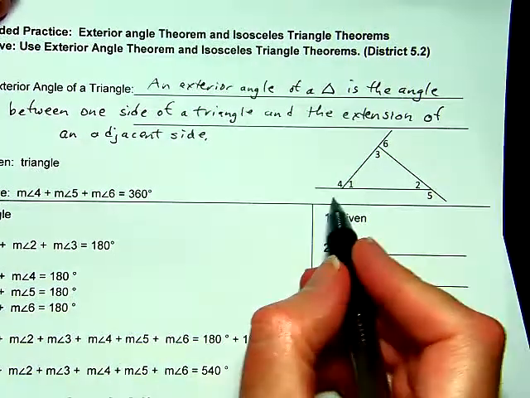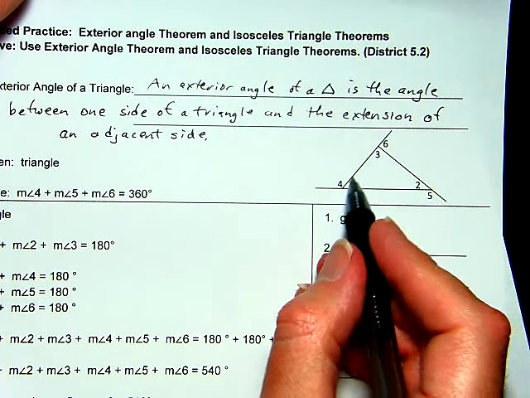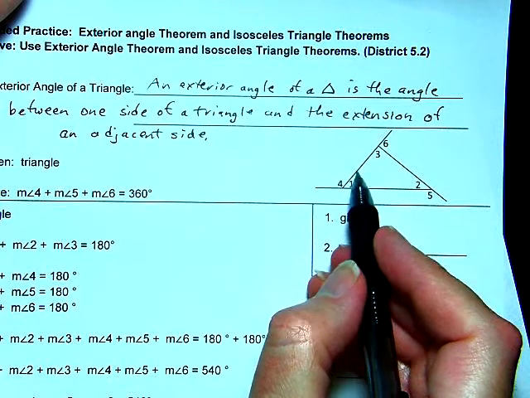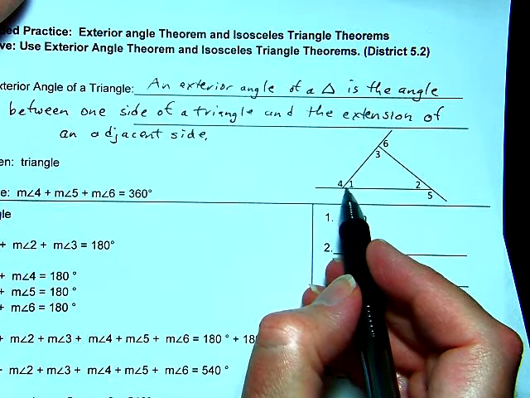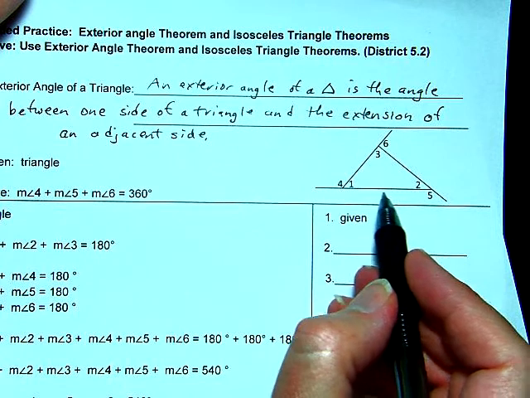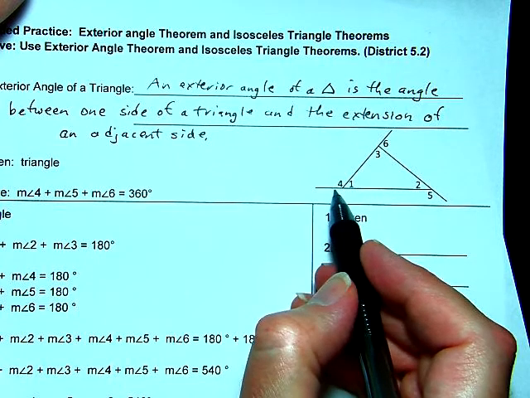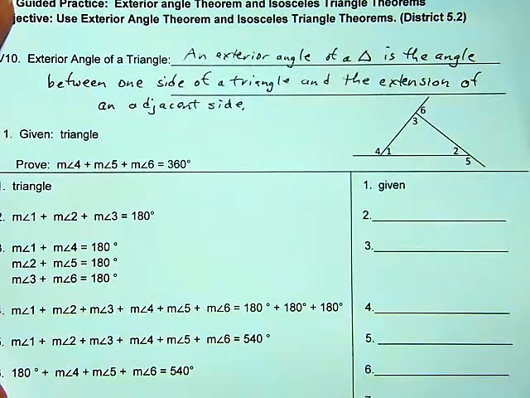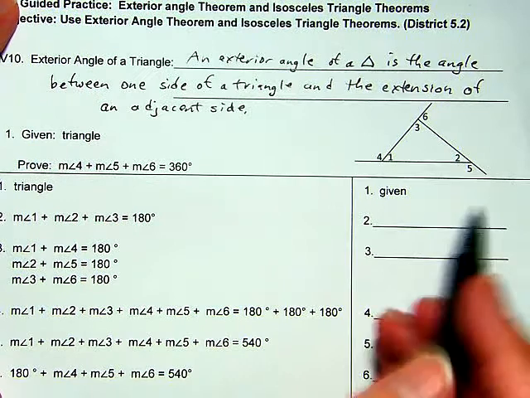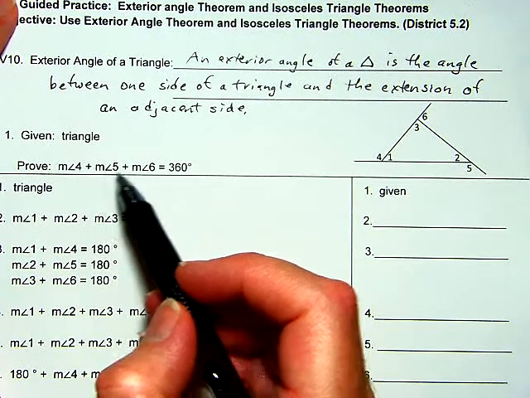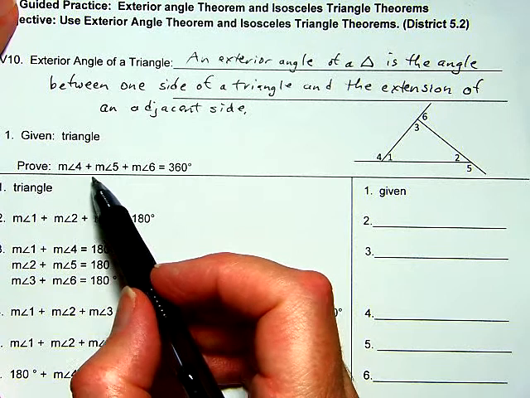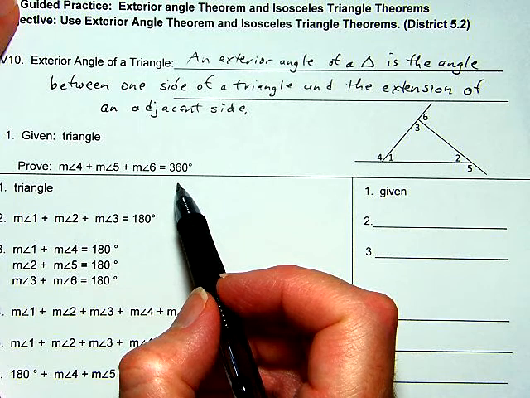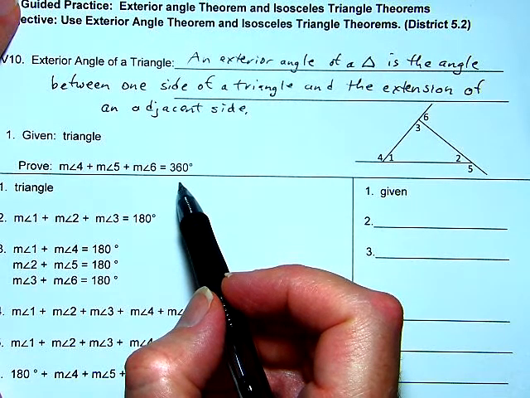So look, for example, at angle number 4. This is one of the sides of the triangle, the side that's between angles 1 and 3. And then an adjacent side would be the bottom of the triangle, and we extended it out to form the exterior angle. And we're going to now prove that given a triangle, such as the one over here in the diagram, the sum of the exterior angles, in this case the measure of angle 4 plus the measure of angle 5 plus the measure of angle 6, is equal to 360 degrees. And that this is true for any triangle.